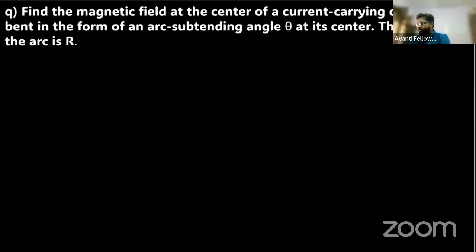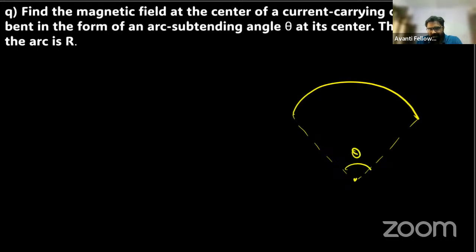Now this one is going to be really very important for you guys. So please pay attention to this concept. Find the magnetic field at the center of a current carrying conductor bent in the form of an arc subtending an angle theta at its center. The radius of the arc is capital R. So here we have this arc. This is subtending an angle theta at the center, and the radius is capital R. Clear?